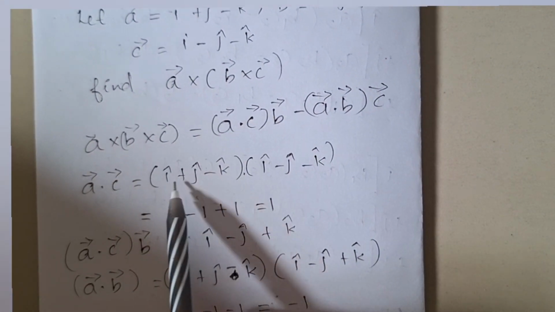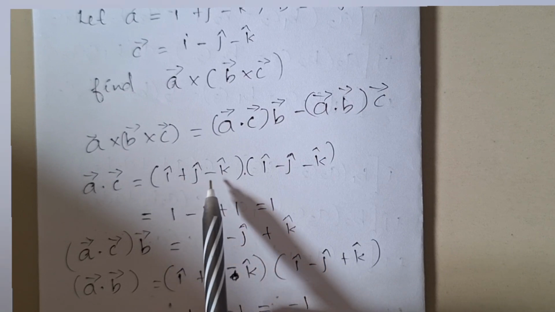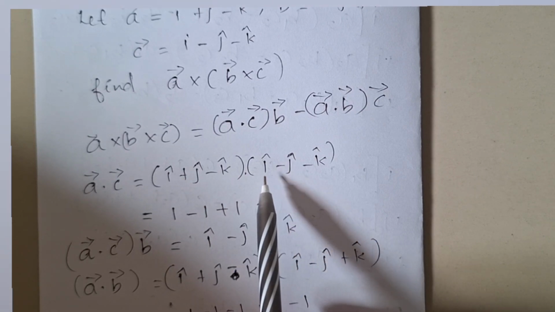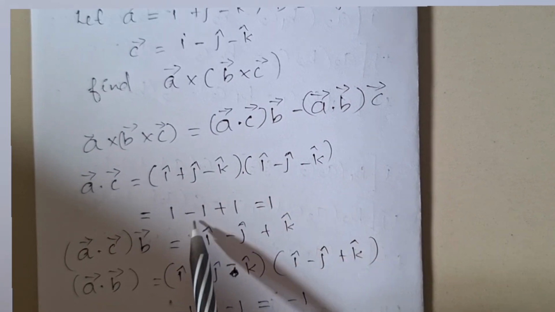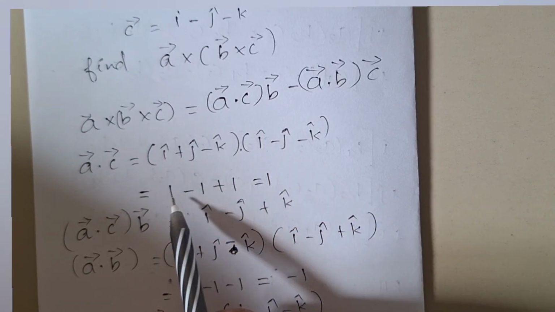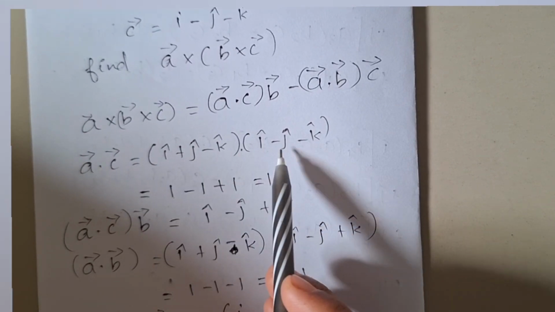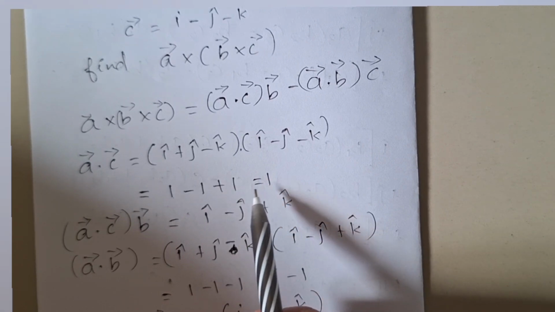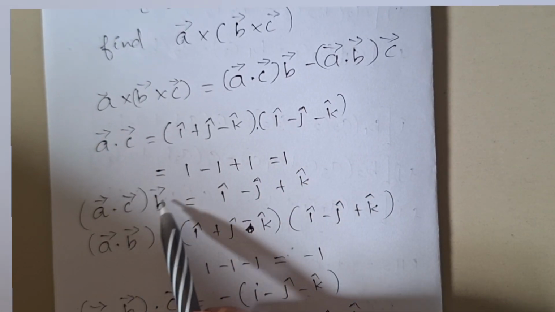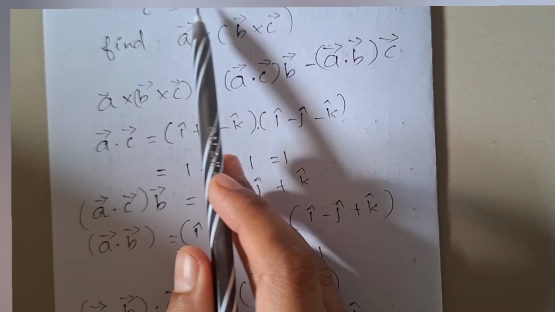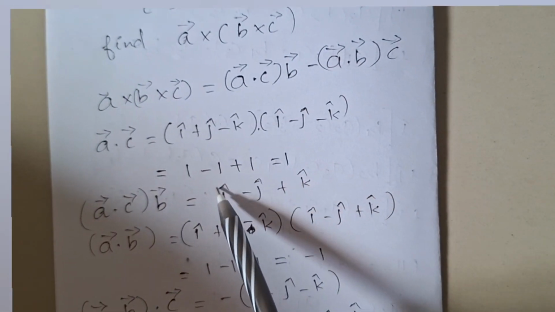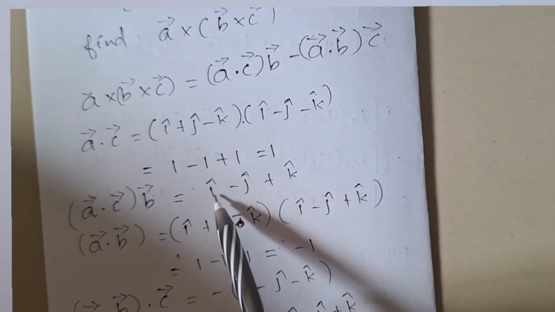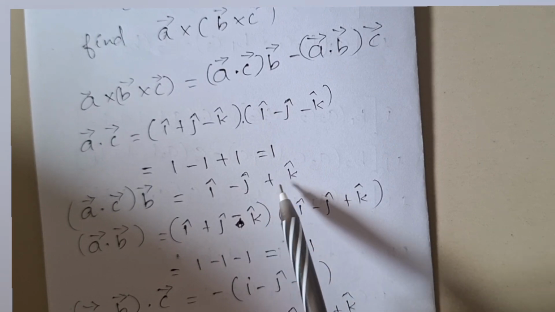So A dot C equals i plus j minus k dotted with i minus j minus k. That's equal to i into i equals 1, j into minus j equals minus 1, minus k into minus k equals plus 1. That's equal to 1. Then it is multiplied with the vector b. Vector b is i minus j plus k. So we get the vector i minus j plus k.